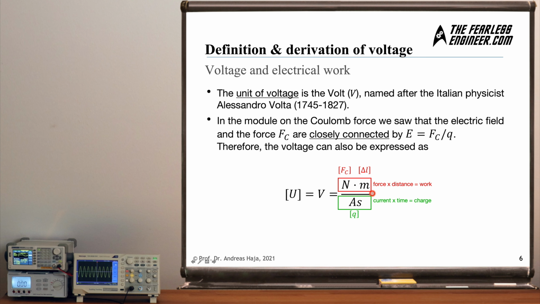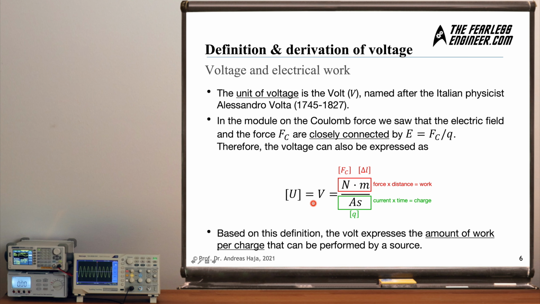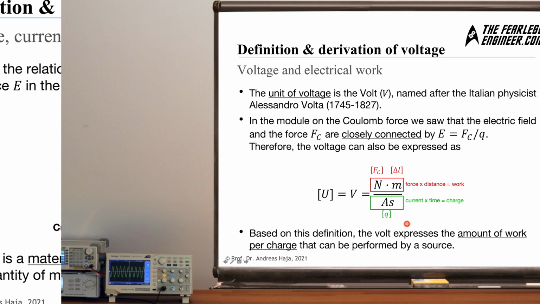So these base units are also a way to express voltage in addition to volt, which is the commonly used unit, which we find in the literature in most cases. And based on this definition, we can say that the volt expresses the amount of work per charge that can be performed by a source. So volt describes an amount of work we can do normalized on the amount of charge, independent of the charge we want to perform the work on.